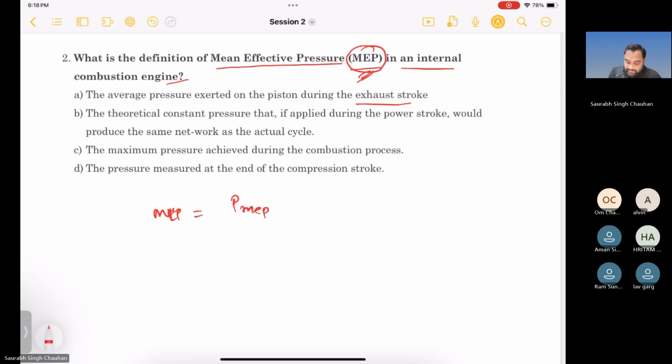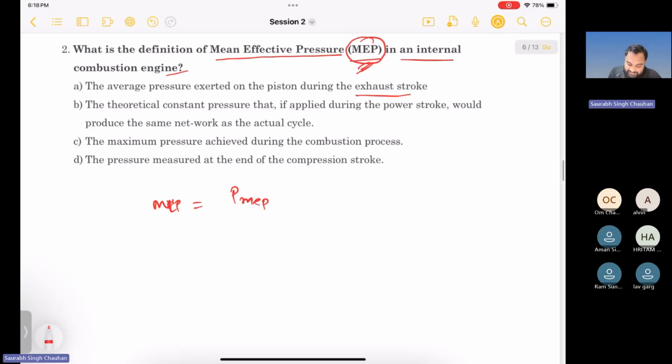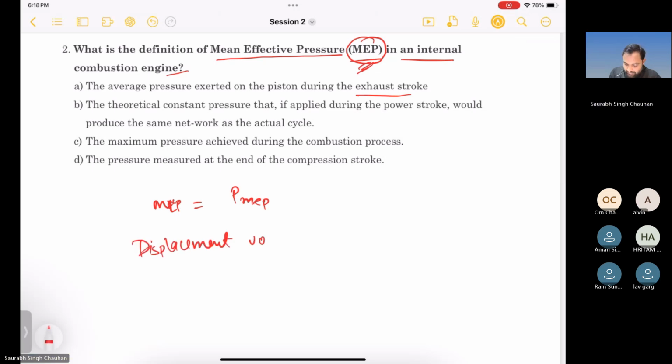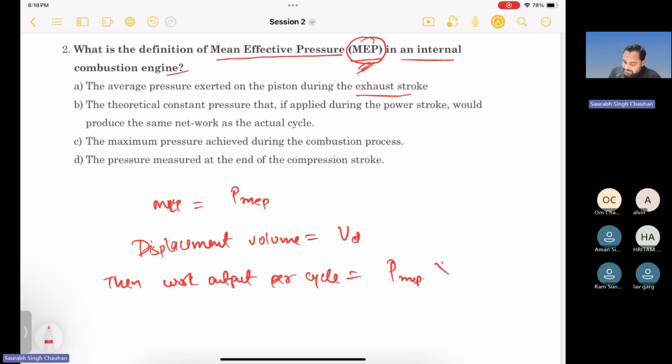Okay. And displacement volume is, let us say, VD. Okay. Then work output per cycle will be equal to your mean effective pressure times VD. Okay. And you know what is VD? This is displacement volume. Have you heard about this displacement volume?